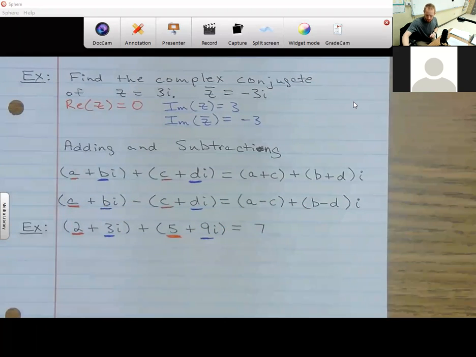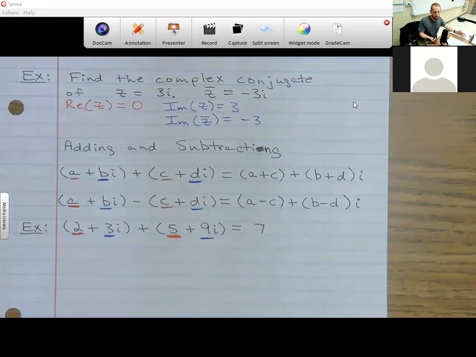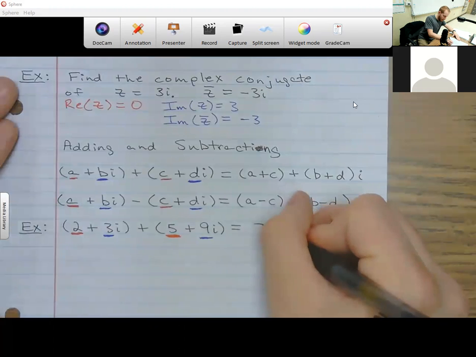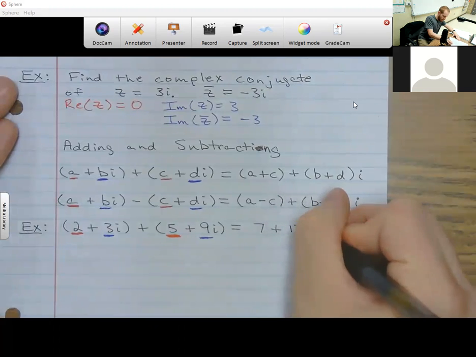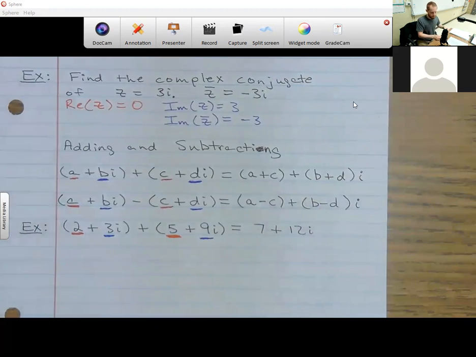So now we put those together. What's 9 plus 3? That's going to be 12. So I'm going to have plus 12i. Okay? So all you're doing is you're putting the real parts together and you're putting the imaginary parts together. That's not too difficult to understand. We're going to do another one just like that.